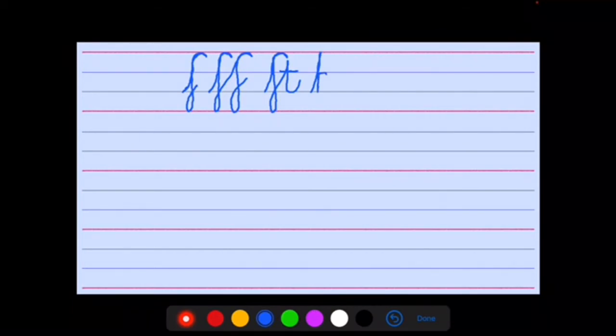Is H. Sk is S, C. Oo and U are double O. G is G. I is I.